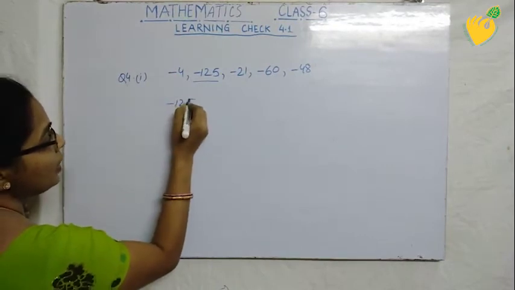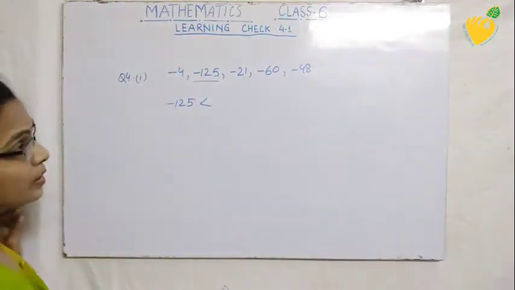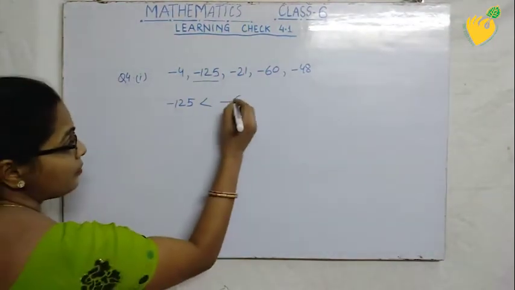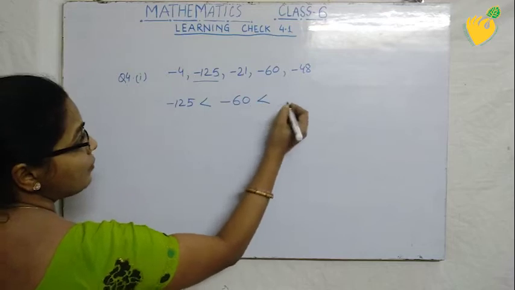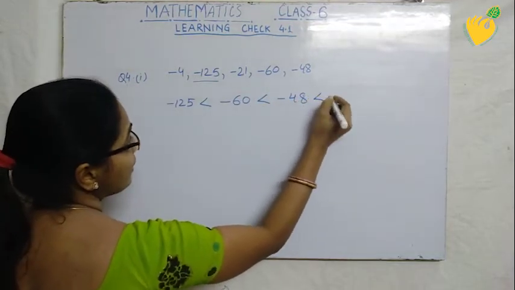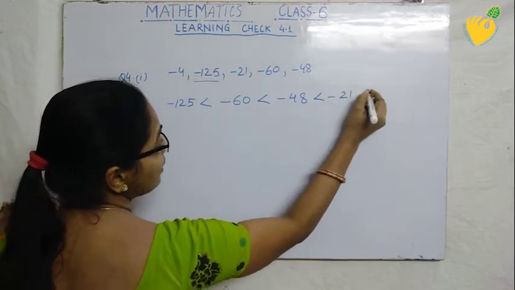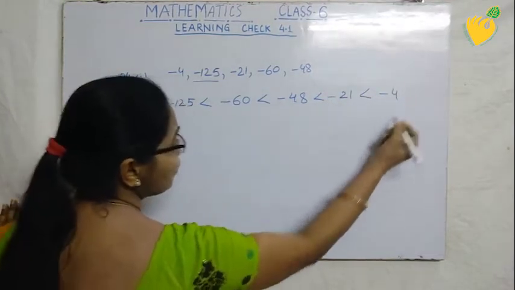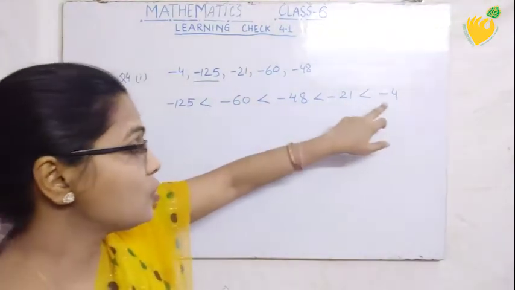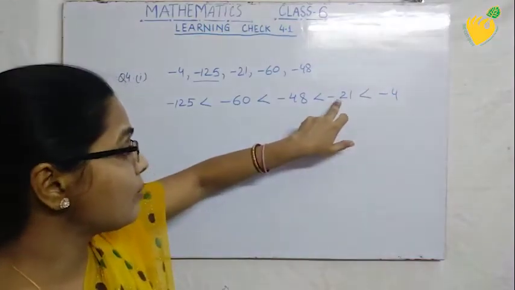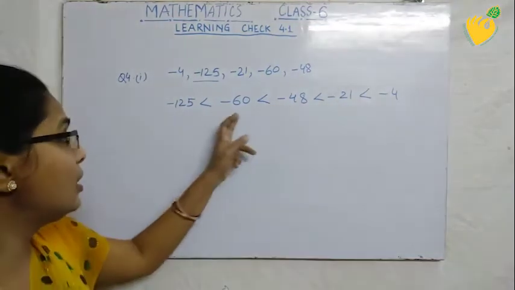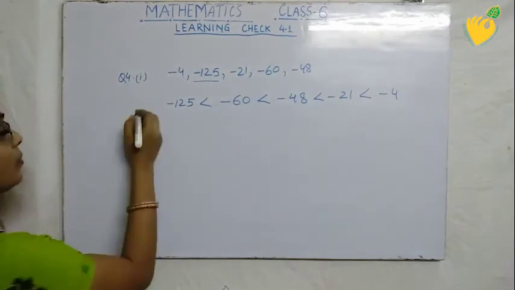Minus 125 is the smallest one. Then after that, minus 60. Then after that, minus 48. And then minus 21 and then minus 4. Because minus 4 is much closer to 0 than minus 21, and minus 21 is much closer to 0 than minus 48 and so on.